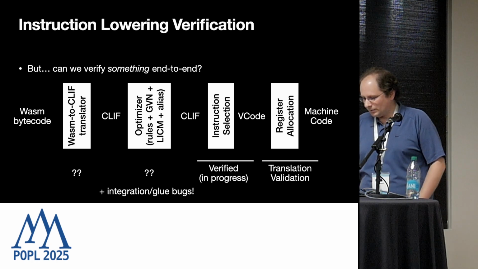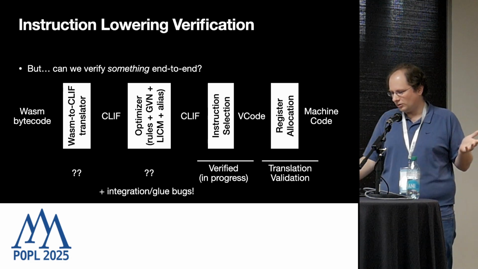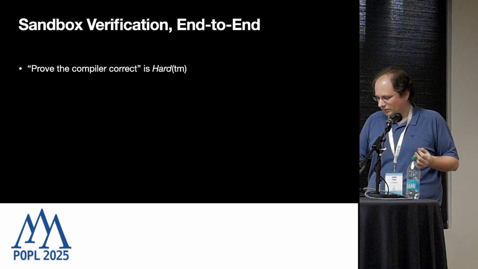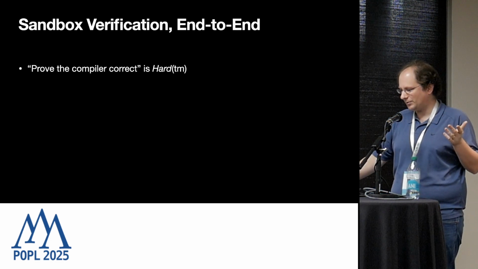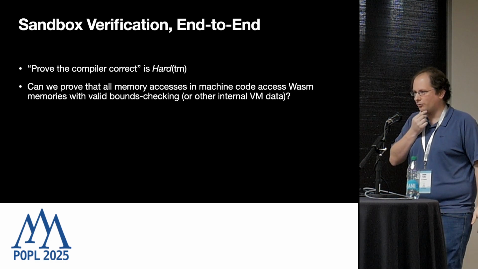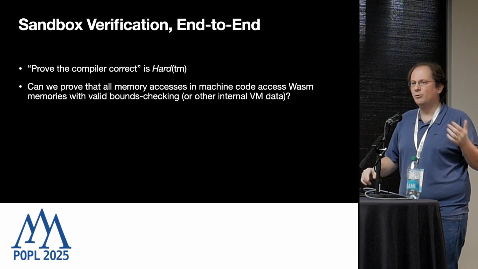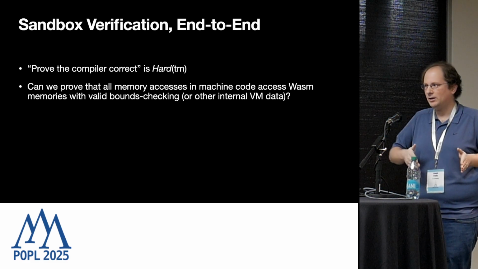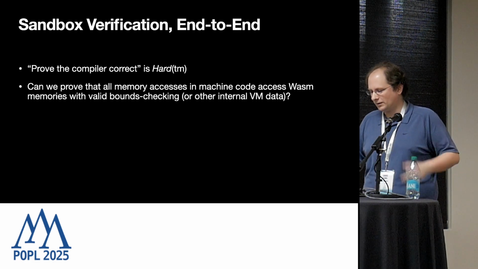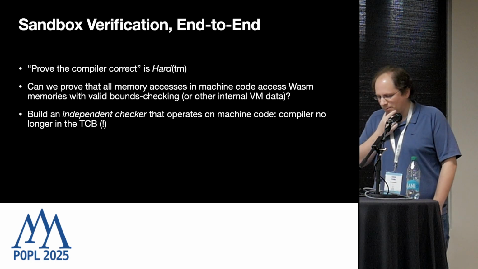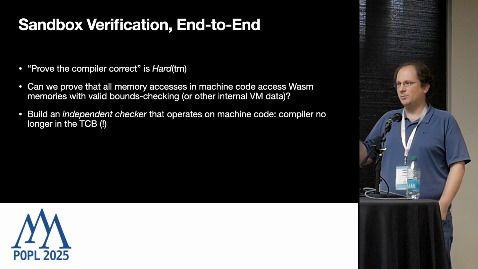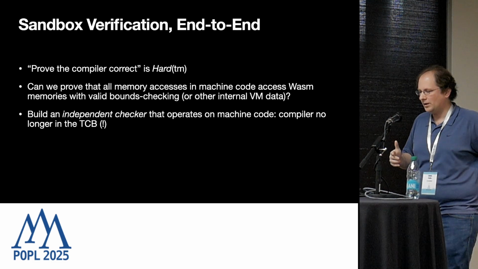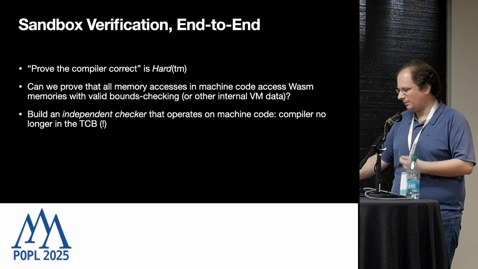Okay. So what about integration glue bugs? Can we get something that's actually end to end and that we actually feel good about? Proving the entire compiler correct is hard, right? CompCert, CakeML. Can we actually prove something much narrower, namely that all memory accesses in the machine code are to valid data structures, so are to either the sandboxed memory or to VM context structures? The way we might do this is to build an independent checker that operates on the machine code after the compiler is done, right? So the compiler is not trusted at all. It's not part of the trusted computing base. We're just verifying that its output conforms with our expectations.